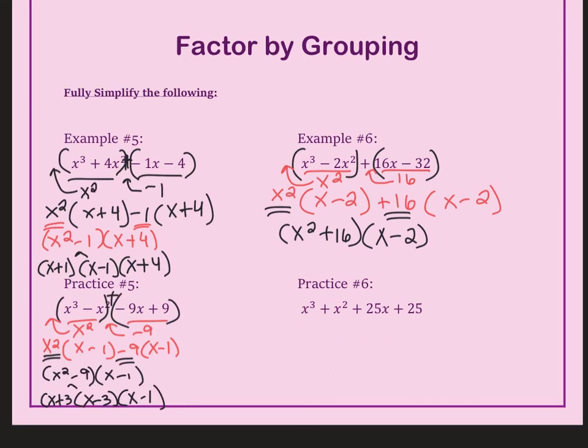Okay, check how you did on this. This looks very similar to the one above it, because when I factored it out, I had x squared minus 9. This is a difference of squares because I can take the square root of both of them. So I take the square root and did 1 plus, 1 minus, and brought down the x minus 1. Okay, go ahead and try practice number 6.